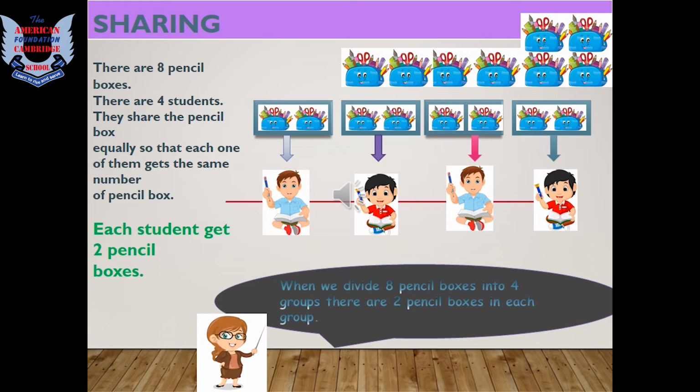There are 8 pencil boxes and there are 4 friends. The pencil boxes have to be shared equally among all the friends. So what are we going to do? We start reading the table of the smaller number. Now which is the smaller number, 4 or 8? It's 4. So read the table of 4 until 8 comes. Let's read it. 4 times 1 is 4. 4 times 2 is 8. We got 8, so every friend will get 2 boxes. Understood kids?